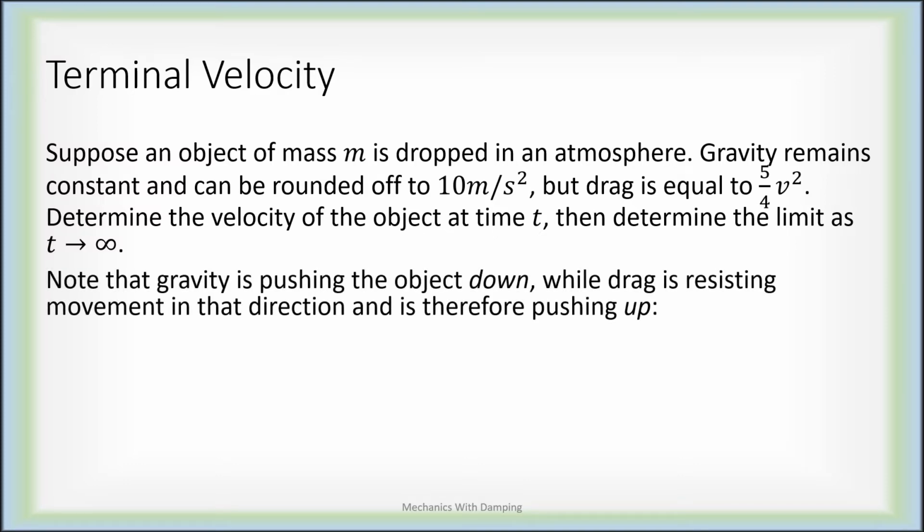So gravity is pushing the object down. So our force is going to have a negative 10 for gravity, but drag resists in the opposite direction, so that will be up. So we will have a positive 5/4 v squared. On the one hand, our force is m times acceleration, or mv prime. On the other hand, it's drag, 5/4 v squared with a positive direction, and gravity, 10 with a negative direction. So we end up with mv prime is 5/4 v squared minus 10. We can factor the 5/4 out on the right and just get 5/4 times v squared minus 8.